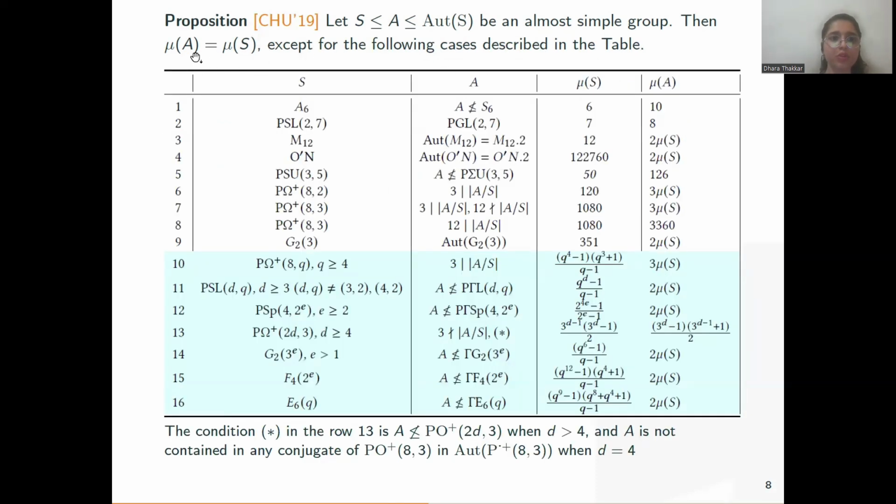So mostly mu(A) equals mu(S), except for the cases when our (S, A) pair belongs to this table. Now, if you observe this table carefully, the first 9 groups are of constant order. So it is easy to check whether A satisfies the corresponding condition or not, and we can handle such cases. But the difficult part is how we see whether our (S, A) pair belongs to this table or not when S is one of these 7 groups.